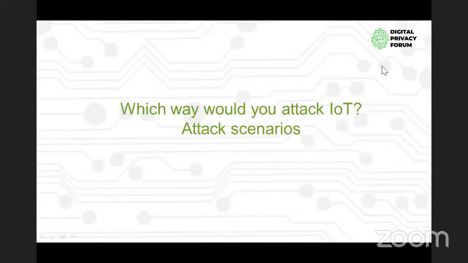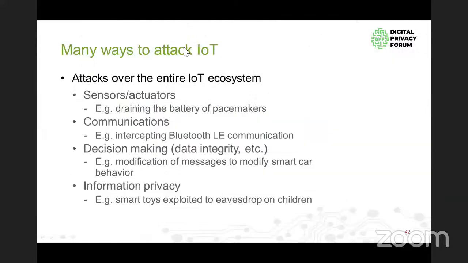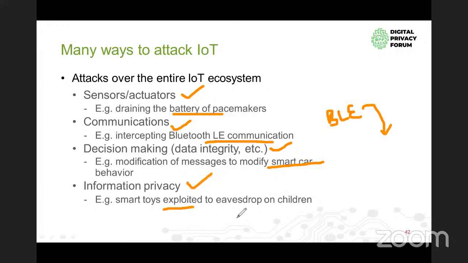So this is the threat landscape. So in which way would you attack IoT? Let us see some of the attack scenarios. So I can attack the actuators, like draining the batteries of a pacemaker. Communication: I can intercept the Bluetooth LE, BLE, communication. I can intercept and find what data you are transmitting. Then I can attack decision making, like modifying messages to modify smart card behavior. Then I can also attack information privacy. Smart toys exploited to eavesdrop on children. So many ways to attack an IoT.